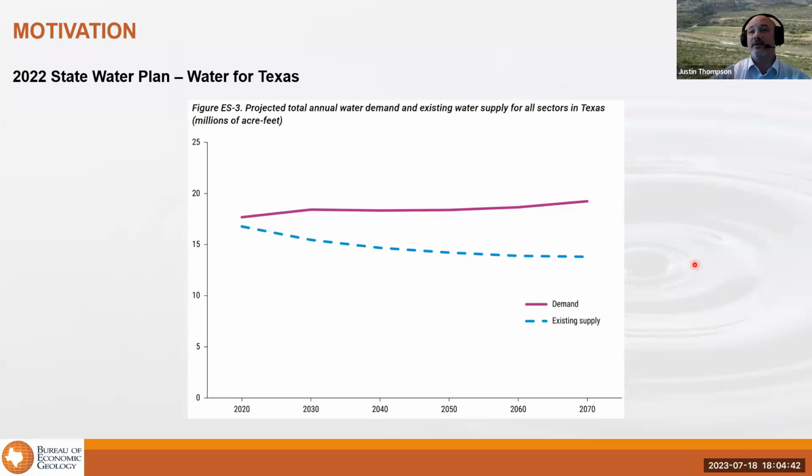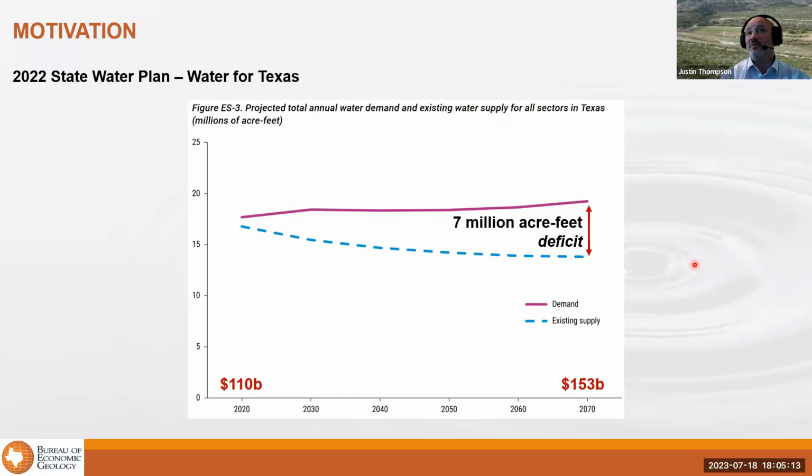Why is my clicker not working? There we go. By 2070, those deficits would be about 7 million acre feet. And those deficits would have economic ramifications. If a drought of record were to happen in 2020, it would be about $110 billion of lost economic output, which climbs to $153 billion of lost economic output by 2070. And that's for 1 year of drought of record conditions. If it's a multi-year drought, those costs climb.